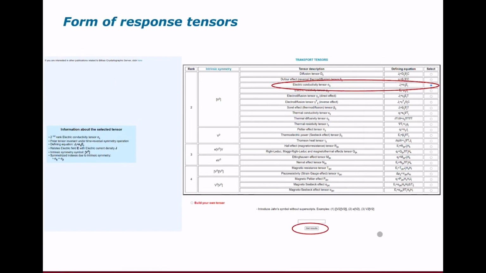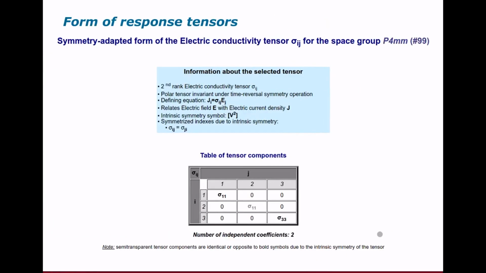And now when you click get results, you end up with this page, which is really not surprising, right? So here you have sigma ij with i and j components. You have two independent coefficients. So xx, which they denote as 1,1 here, is equal to 2,2, which is 1,1 again. And then there's a different sigma ZZ, which is sigma 3,3.